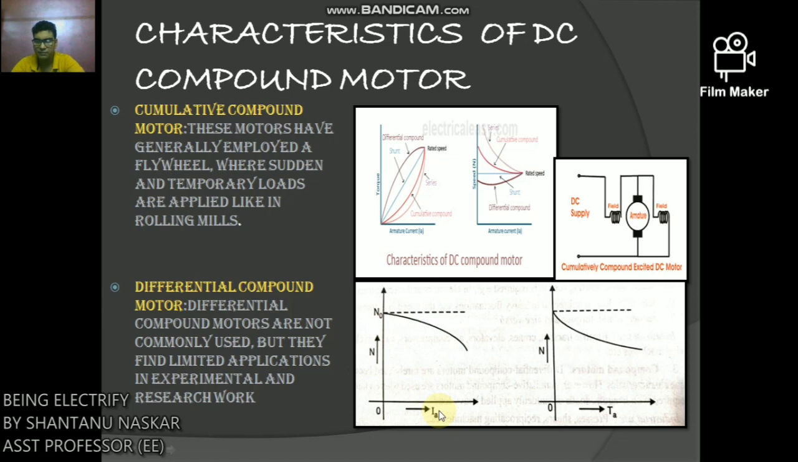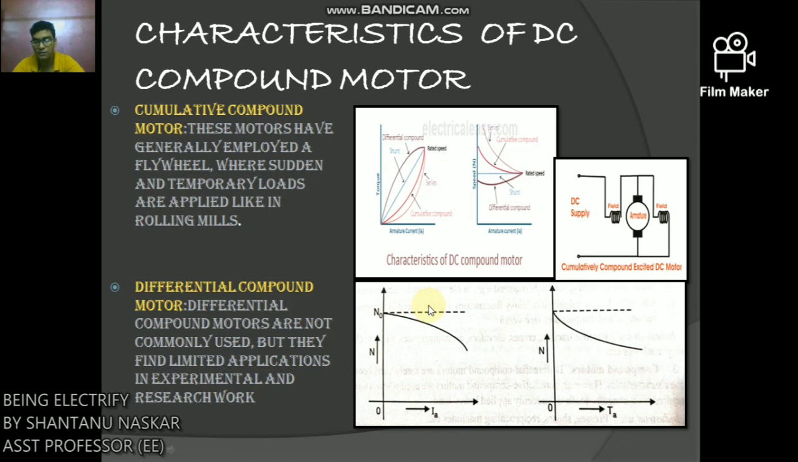As explained above, as the load increases, the flux per pole also increases. Consequently, the speed of the motor, which is proportional to 1 by phi, falls as the load increases. See the figure. It may be noted that as the load is added, the increased amount of flux causes the speed to decrease more than the speed of a shunt motor does. Thus, the speed regulation of a cumulative compound motor is poorer than a shunt motor.